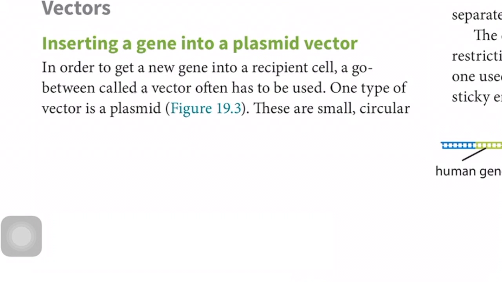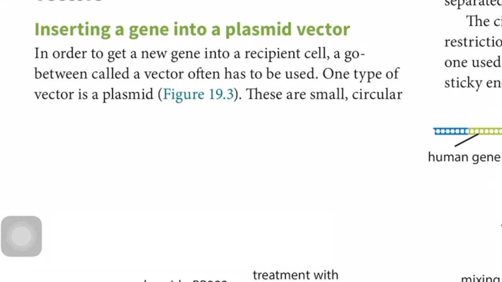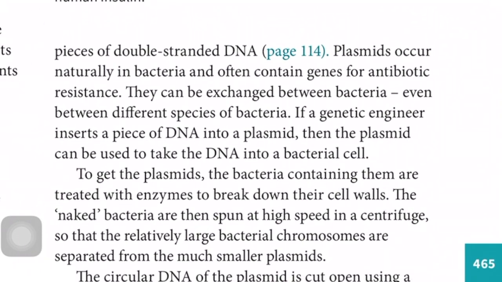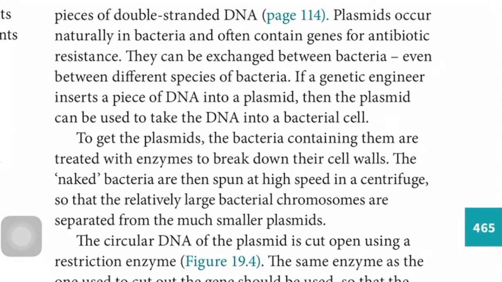Now let us talk about a plasmid vector. One type of vector is the plasmid. These are small circular pieces of double-stranded DNA. Plasmids occur naturally in bacteria and often contain genes for antibiotic resistance. They can be exchanged between bacteria, even between different species of bacteria. This is information to be learned by heart. If a genetic engineer inserts a piece of DNA into a plasmid, then the plasmid can be used to take the DNA into a bacterial cell.